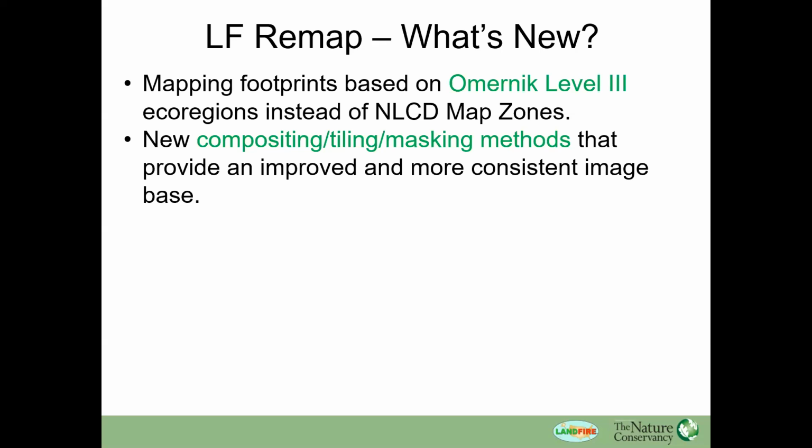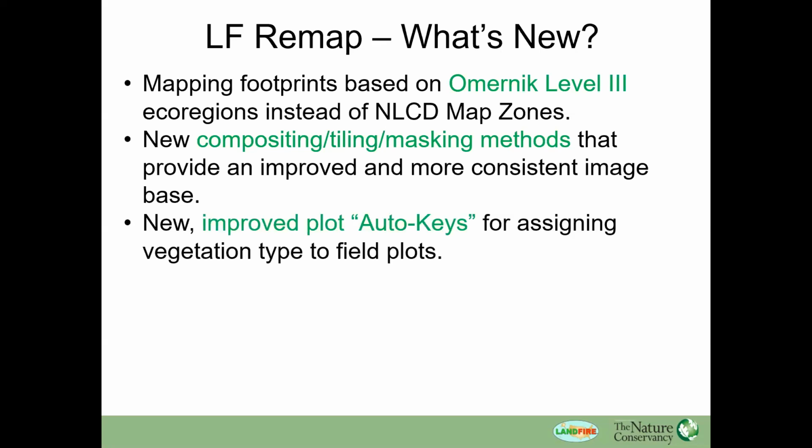Remember, the products are all based on some sort of satellite imagery, so it is important that we have a good image base. We also spent a lot of time over the past few years improving what we call auto keys. Those are, in effect, computer programs like dichotomous keys for reading the vegetation plot information that is provided to us to drive the mapping and assigning that plot to a particular vegetation type.